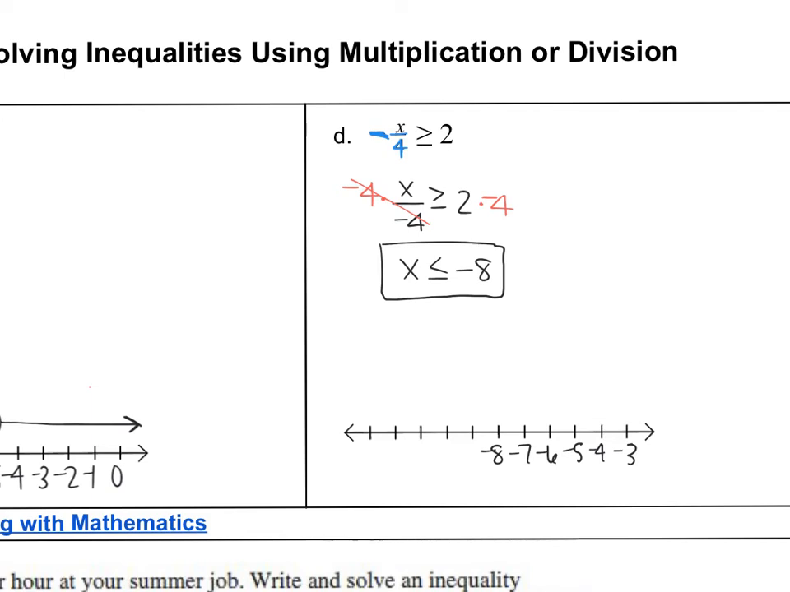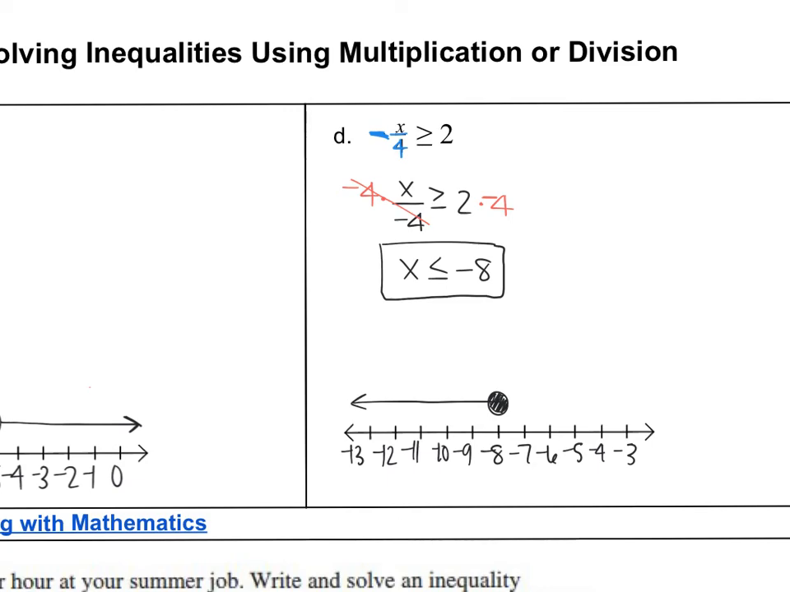Make sure you're labeling your number line. Careful with the negatives as you watch me label these. Remember, things to the left are more negative. Things to the right are less negative. I'll go ahead and put a closed circle at -8. We're talking about less than, so that means an arrow to the left.